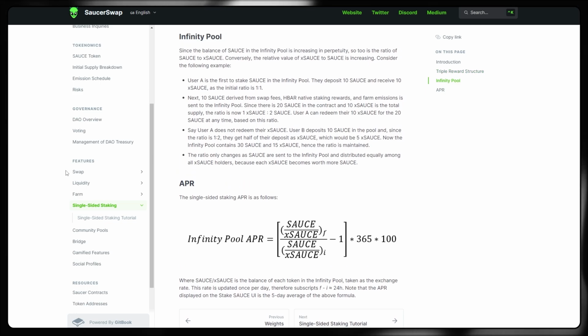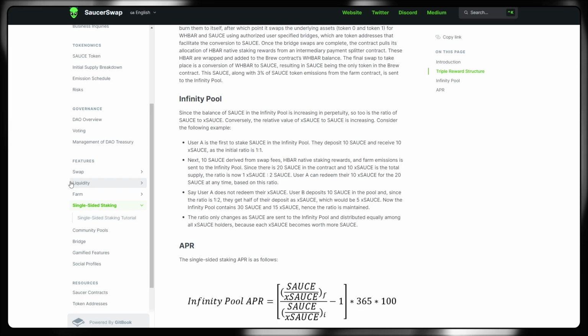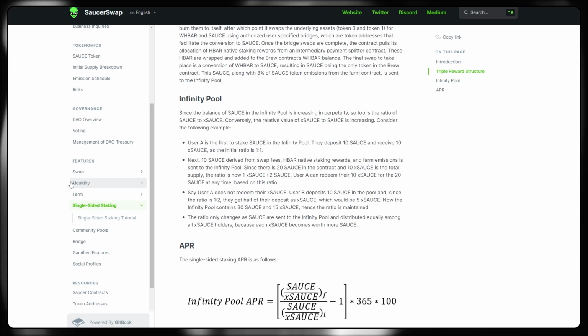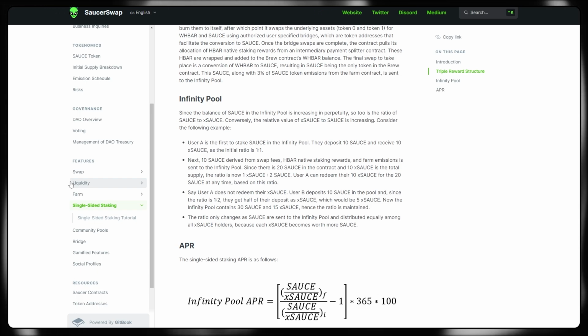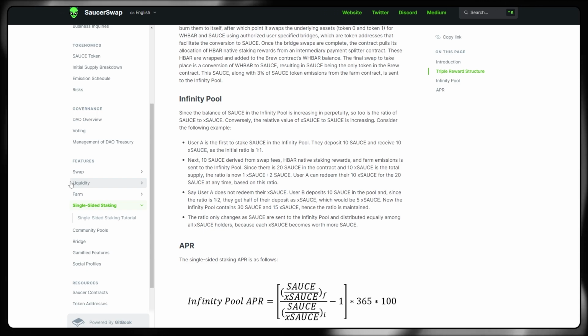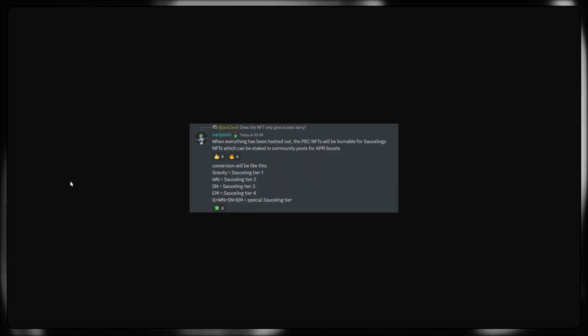Cool. Hopefully that makes a bit of sense, as we see a lot of different jargon in there. The too long didn't read, of course, is that the XSAUCE token is continually, perpetually going up in value against the source token, and that is how your rewards are effectively accumulating, exactly the same as how HBAR to HBARX works.